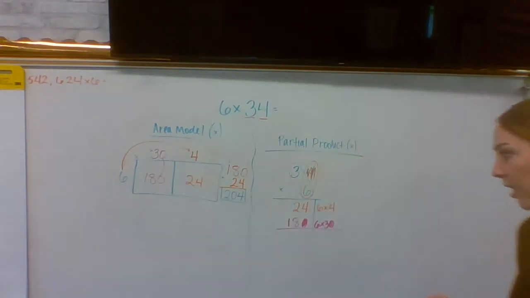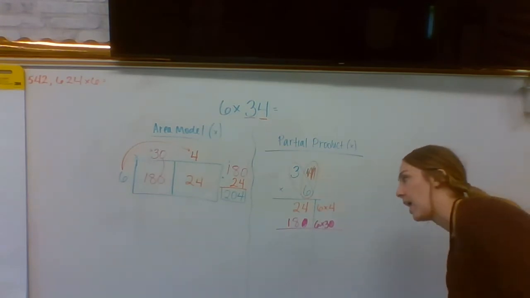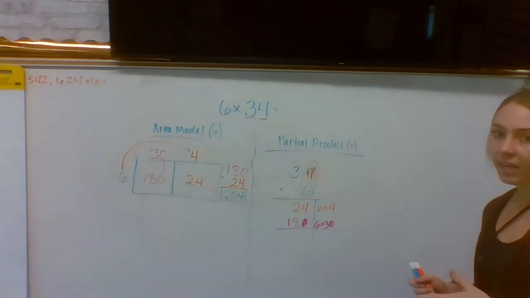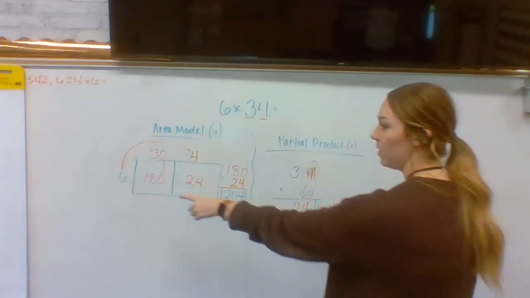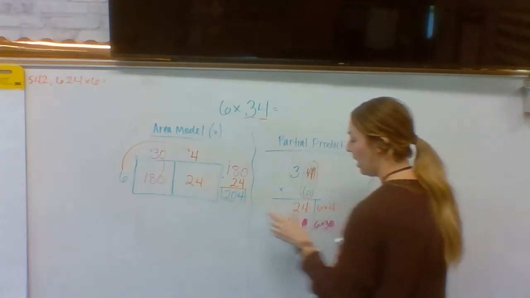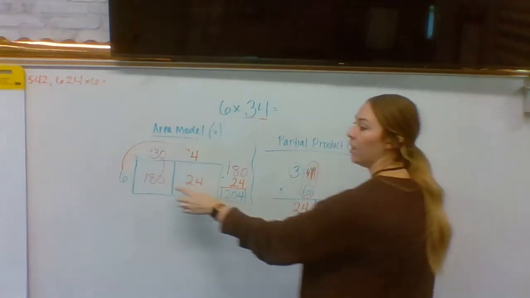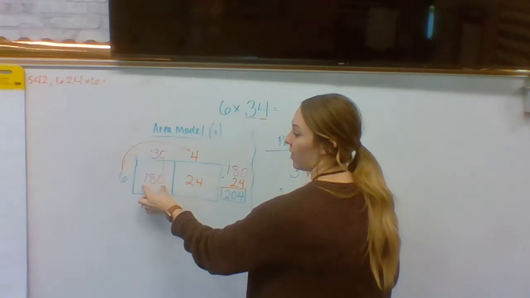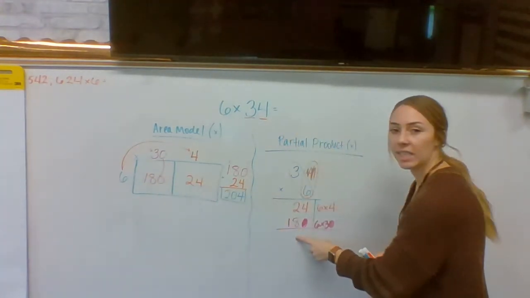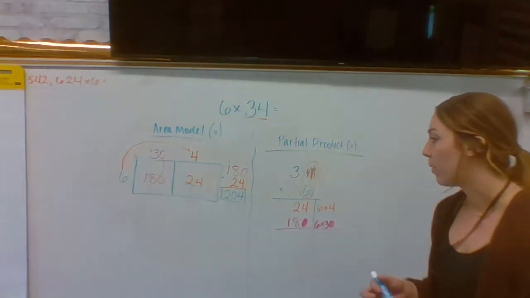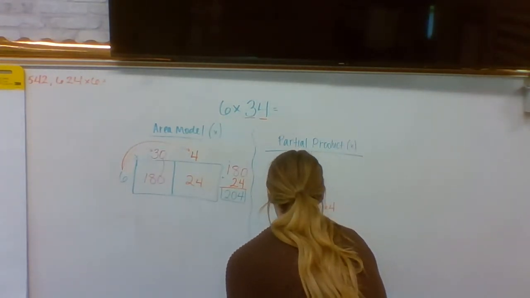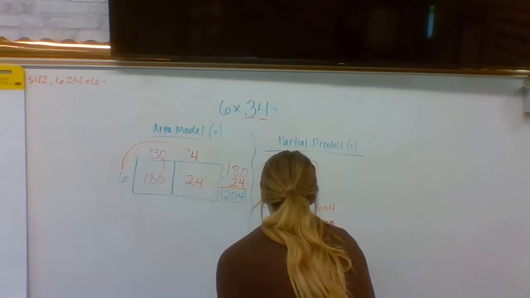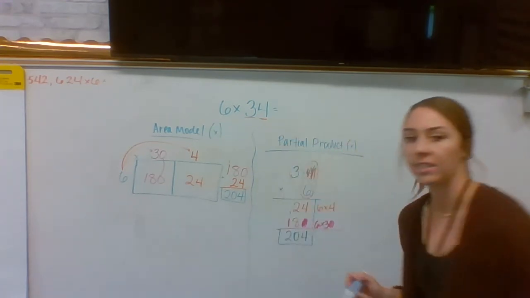And then just like area model, the last step is to add our 2 answers together. You'll notice that again, like area model, I got the same numbers. 6 times 4 was 24. I did the same thing over here. 6 times 3 plus a 0 was 180, and I did the same thing over here. So now when I add them up, I should get the same answer. I did not change the problem. I just changed the way I solved it.